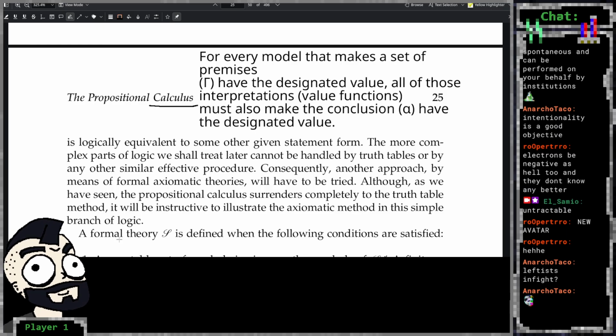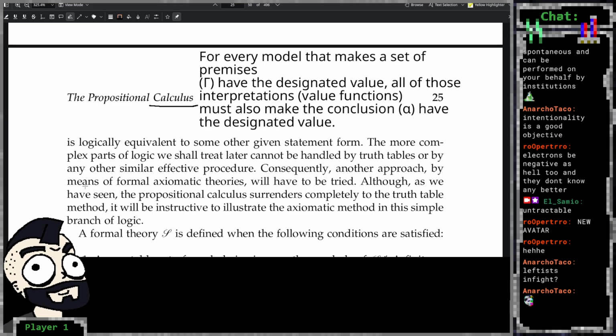Yeah, truth tables quickly become intractable. So, the more complex parts of logic we shall treat later cannot be handled by truth tables or by any other similar effective procedure. Consequently, another approach by means of formal axiomatic theories will have to be tried.